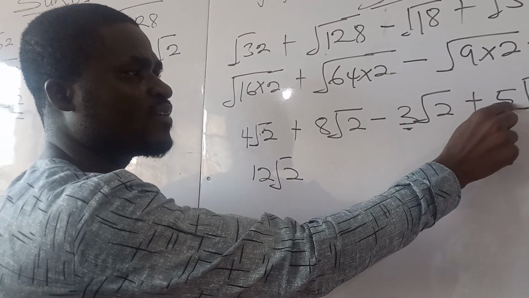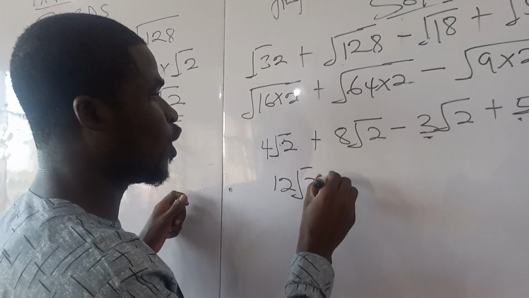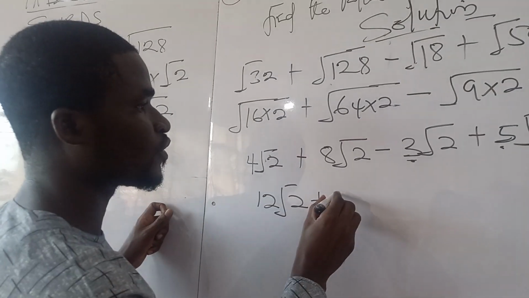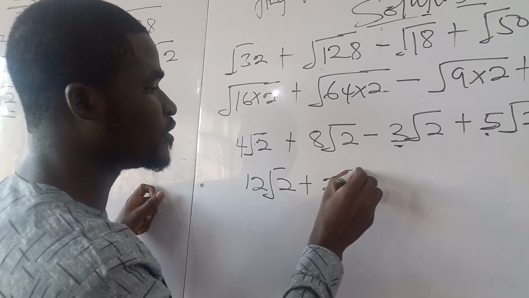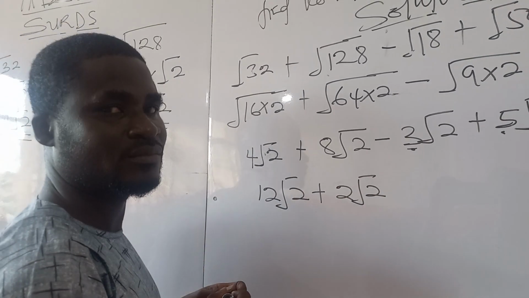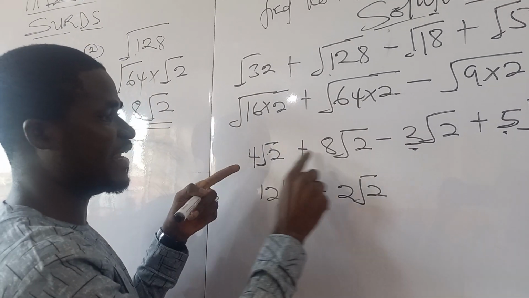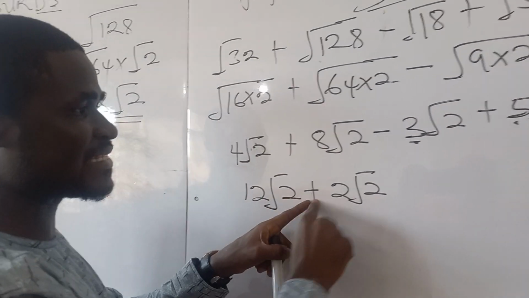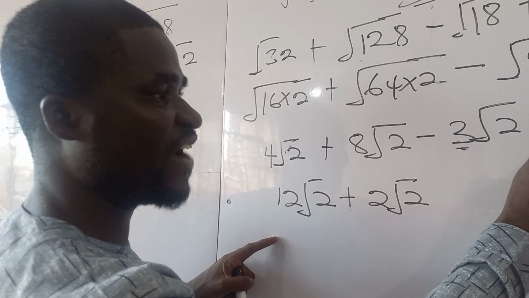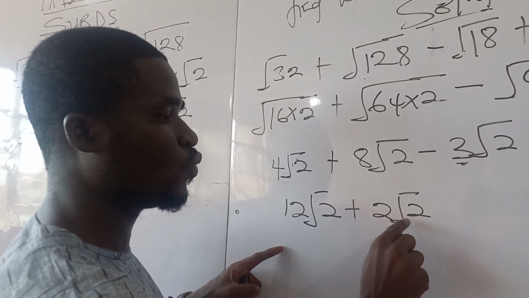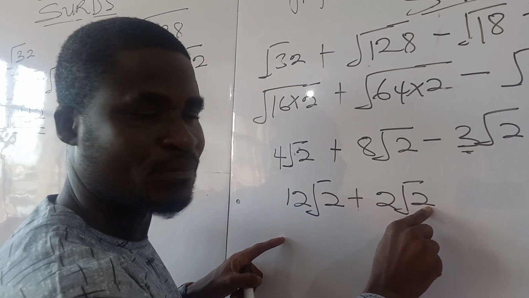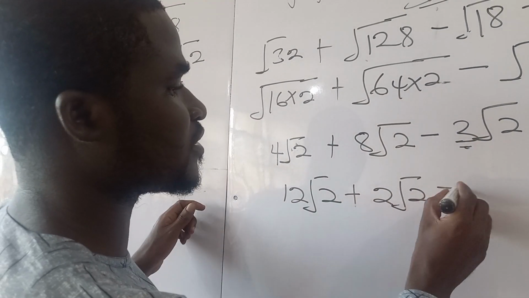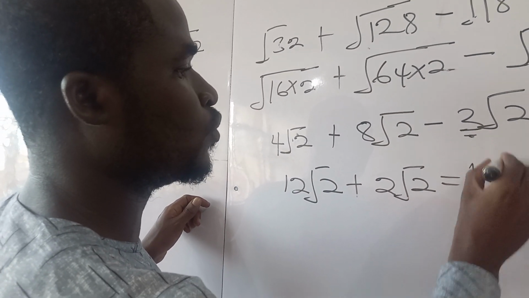Negative 3 plus 5 will give us what? 2. So, plus 2 root 2. We added 4 and 8. That gave us 12 root 2 plus negative 3 plus 5, which will give us 2 root 2. Now, equals k root 2.